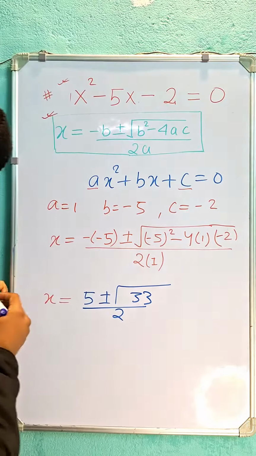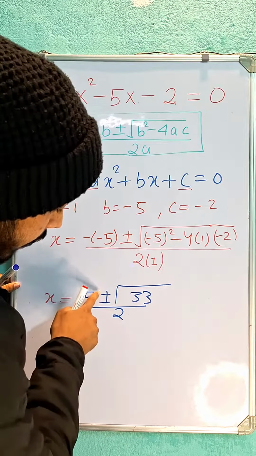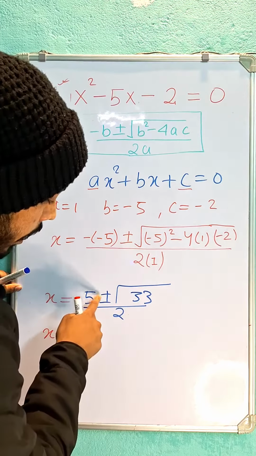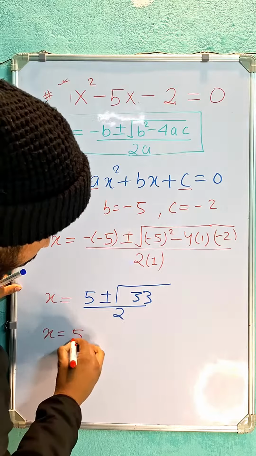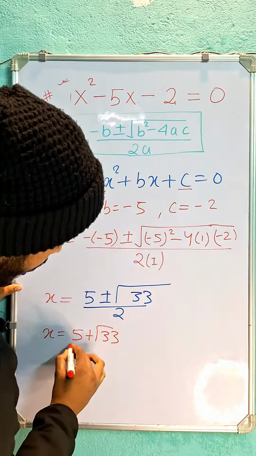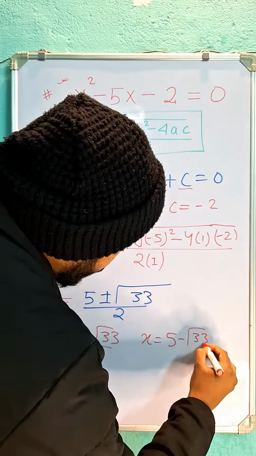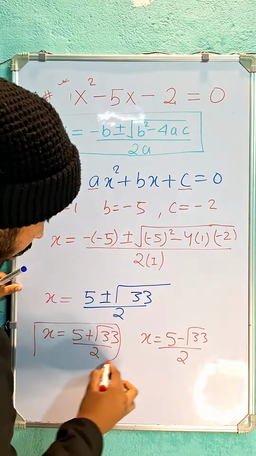by 2. Okay, now you can see there is the sign of plus and minus. This means that you have to take two values. One time plus and second time minus, like this: one value I am taking plus, x = (5 + √33) / 2. Now the other one, x = (5 - √33) / 2. So this is our required answer.